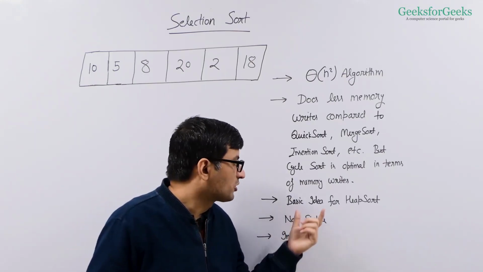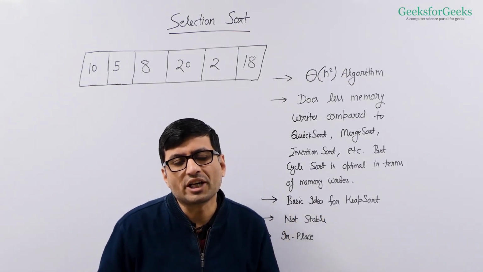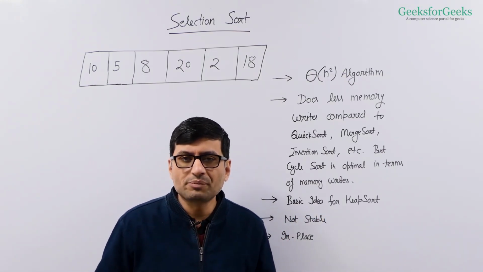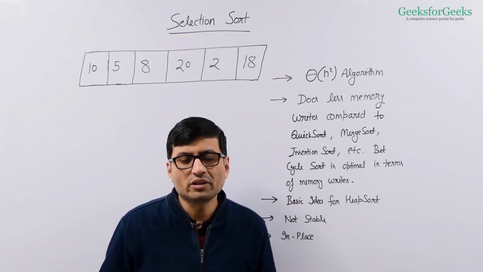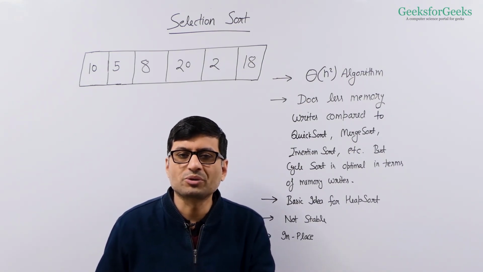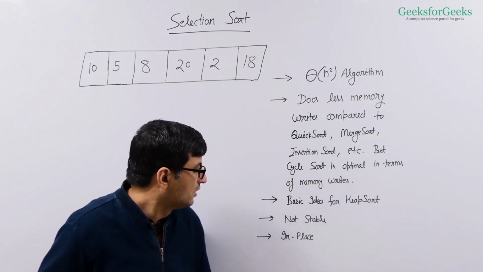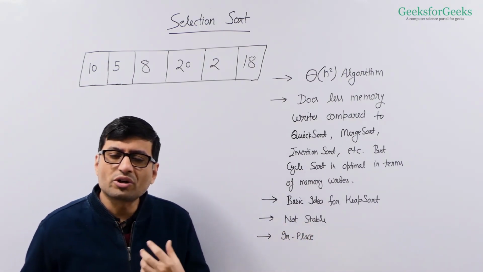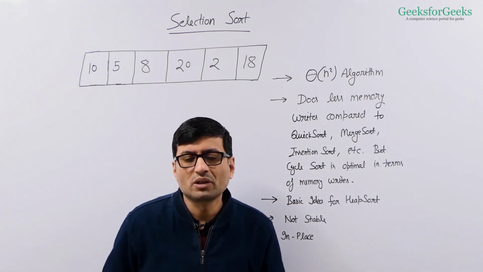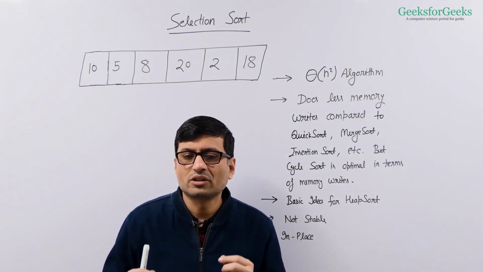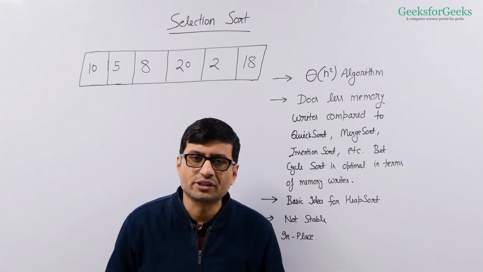Next important point about selection sort is it's a basic idea for heap sort. Heap sort idea is based on selection sort only. It is just that heap sort uses heap data structure to optimize the selection sort idea. Selection sort is not stable in basic form. When we do selection sort, the order of equal elements may change.